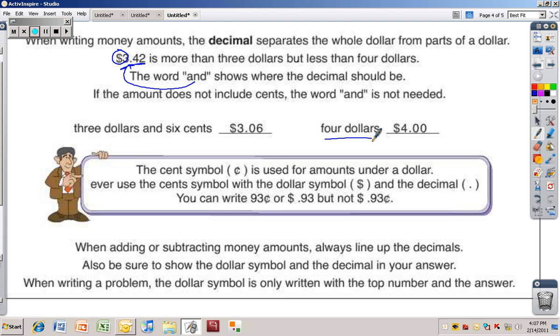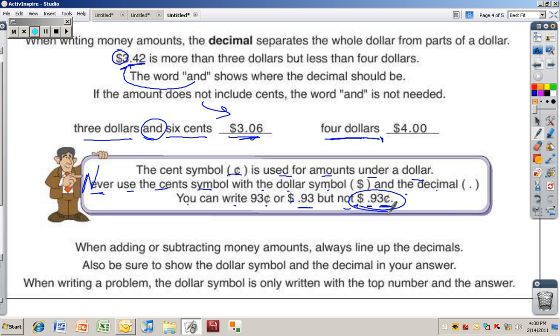So on this one here, it's just $4. We don't say and in there. On this one, we do say and because it's $3.06. That's what they're talking about there. The cent symbol is used for amounts under $1. This should say never use the cent symbol with the dollar symbol and the decimal point. You can write 93 cents or $.93, but not $.93 cents.